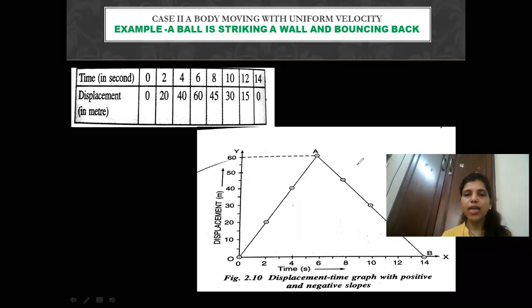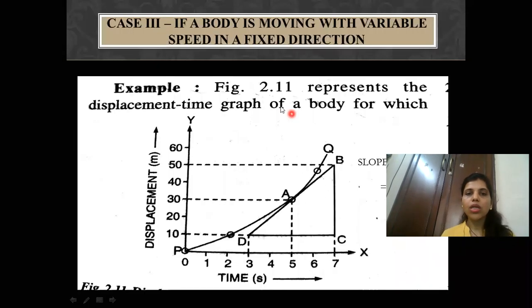So in the next graph, you will see that the body, if they show you this particular graph, as we have done this graph in the previous video, displacement time graph, but it's a curve, then you have to say that the body is moving with variable velocity, and the slope will give you the value of velocity. At every point, the value will differ.